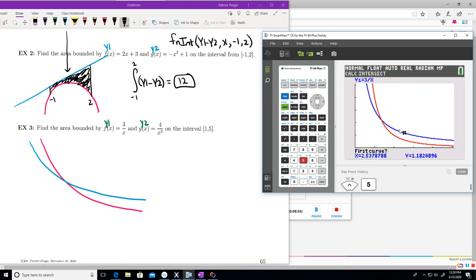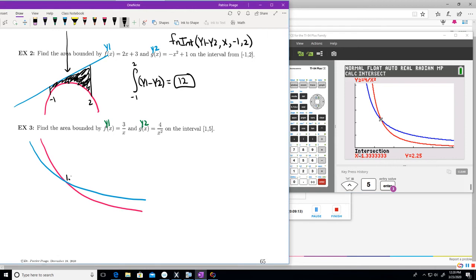And it's going to say first curve, second curve, guess. So there's only 2 curves being graphed. So when it says first curve, hit enter. Second curve, hit enter. Guess, hit enter. And at the bottom it'll say intersection. And the only one we really care about is the x value, because when we integrate, our limits of integration are always the x values. I'm just going to do 3 decimal places there.